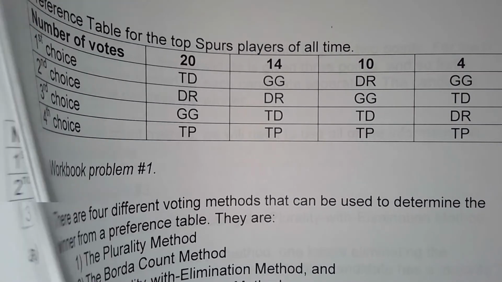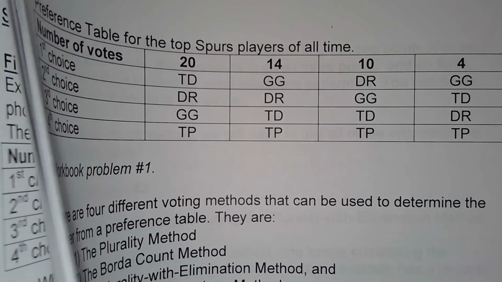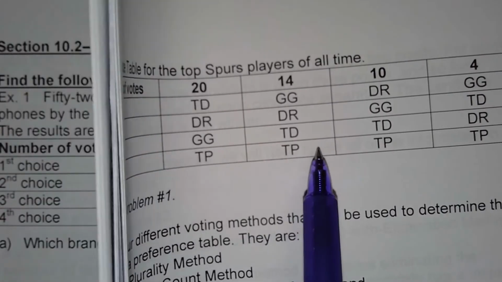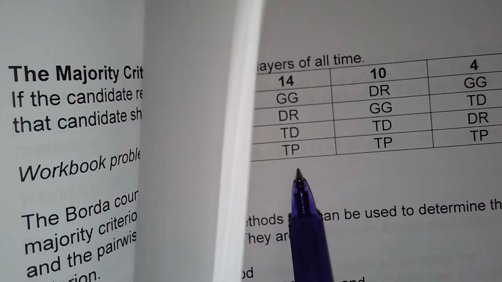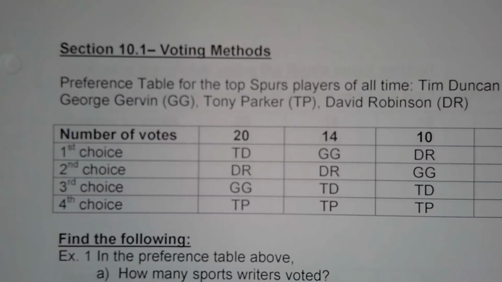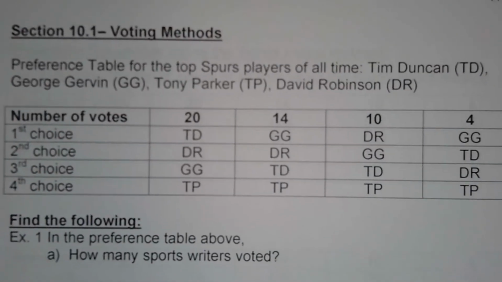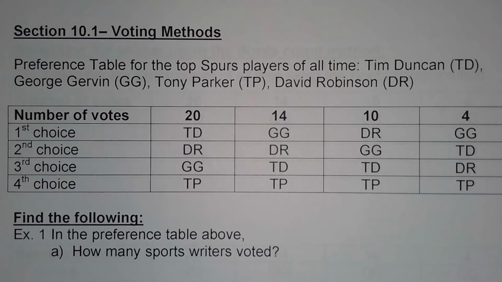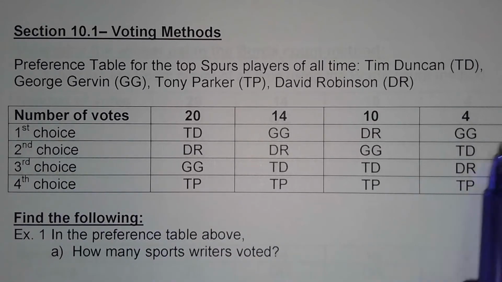So with that in mind, let's head to our workbook and take a look at problem number 1. Oh, sorry, wrong section. So let me get to the correct section. So you've got the same ballot, and looking at this ballot, we have them organized in the preference table we just had on the handout.